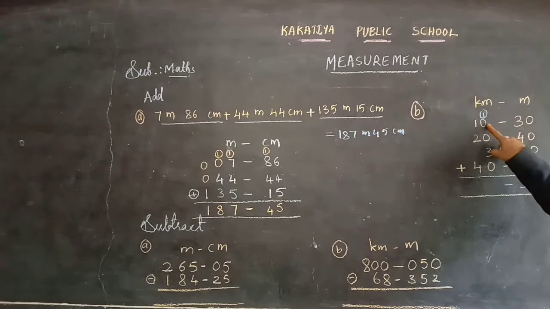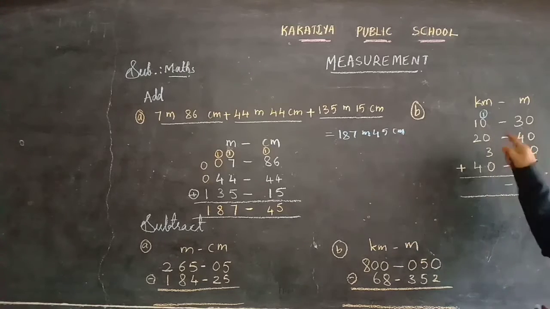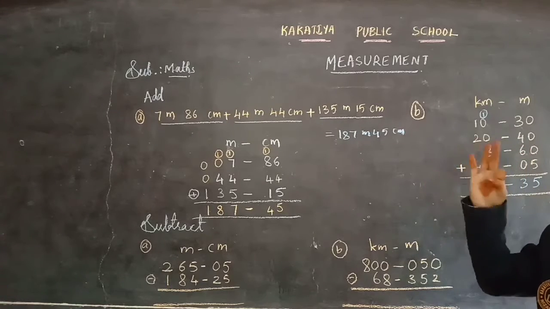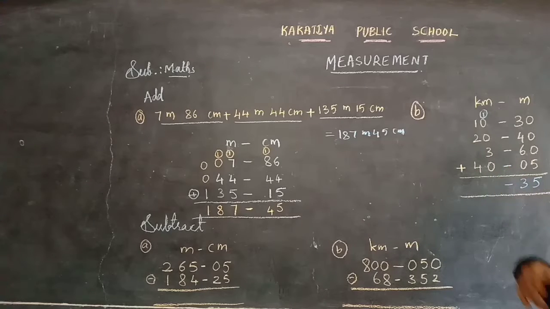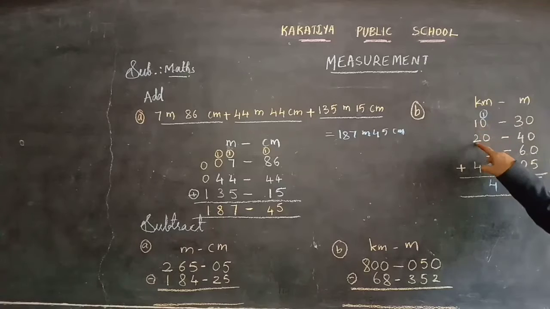And now 1 plus 0, 1. 1 plus 0, again 1. 1 plus 3, 1 after 3 means 2, 3, 4. 4 I am getting here. 4 plus 0, 4 itself, children. So 4 here. Now 1 plus 2, 3.